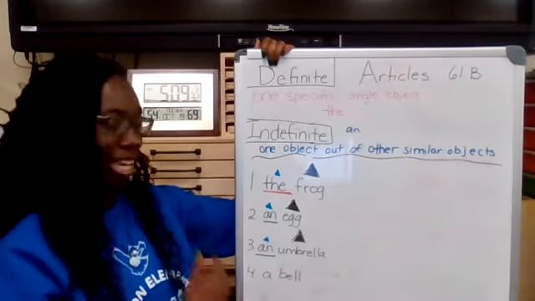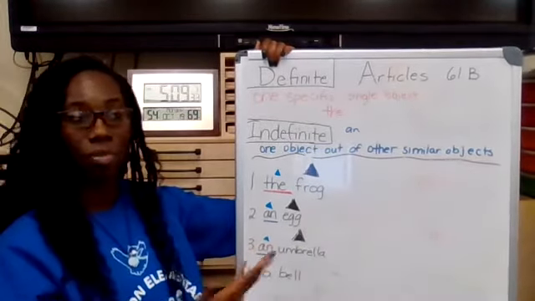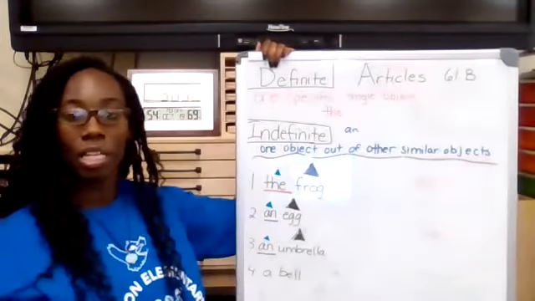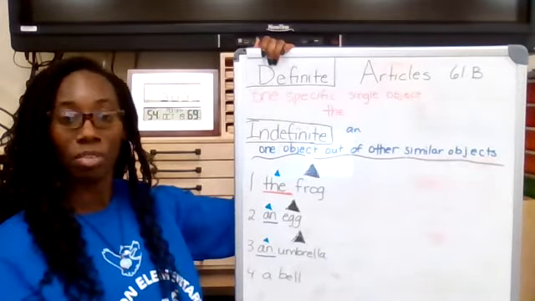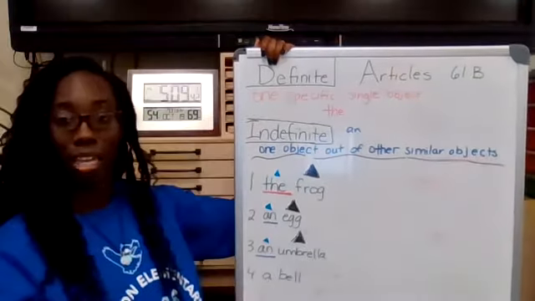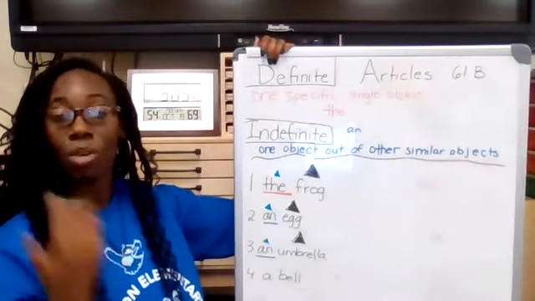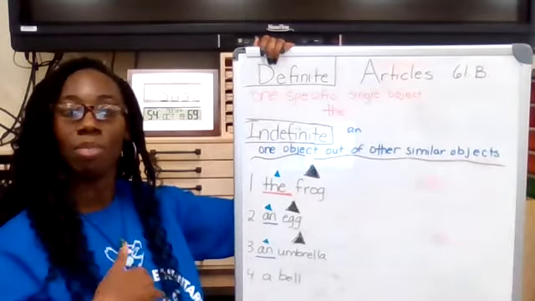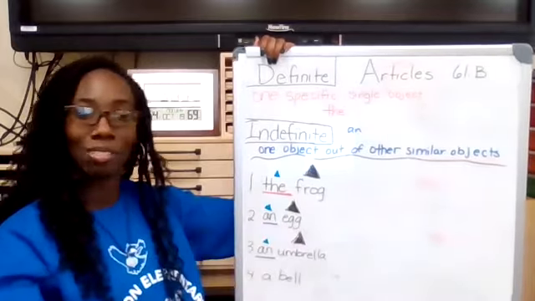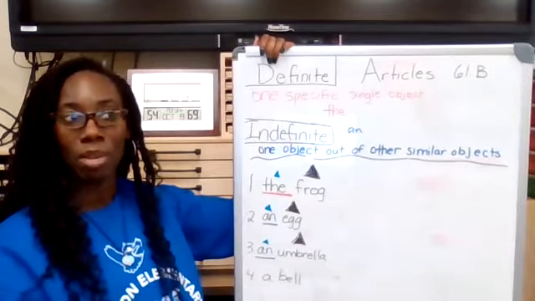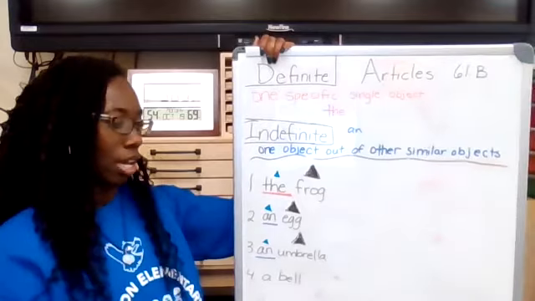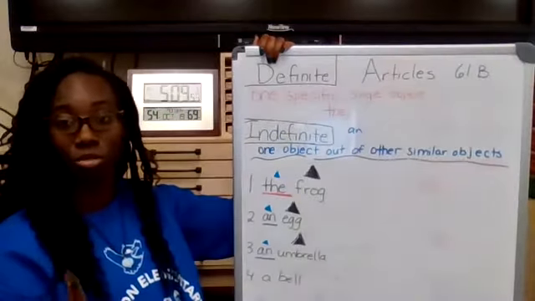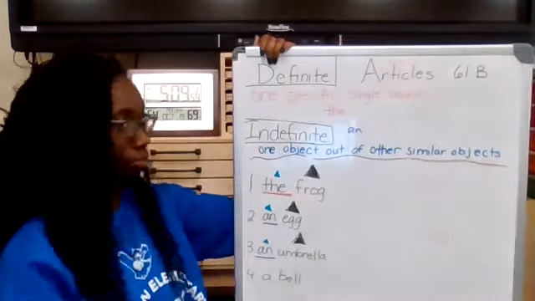So a bell. And again, kind of like with the egg, if I had many bells lined up together and I just wanted a bell, I didn't want a specific bell, I'm going to use a. Now, if I want a specific bell, I would say, can you hand me the bell that has a rose on it? But yeah, so that's how you would know. So a bell.